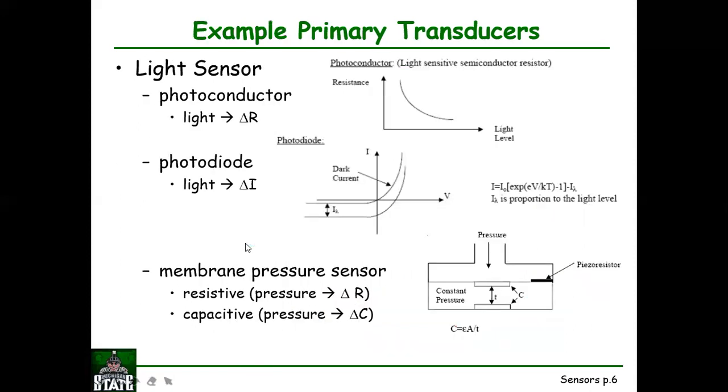Okay, so next is your example of primary transducer. So these are the primary transducers. First, you can see the light sensor. What happens in a light sensor? When you apply light, it will change your corresponding resistance. In a photodiode, what happens? When you apply light, it will change your corresponding current. Membrane pressure sensor. This is also a primary transducer. What happens when you apply pressure on your system? It will convert the resistance and the capacitance corresponding to your pressure.